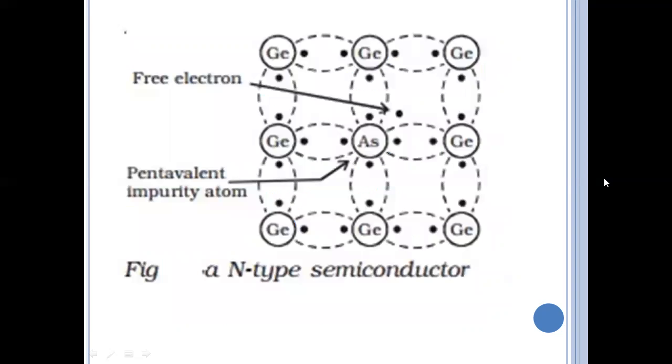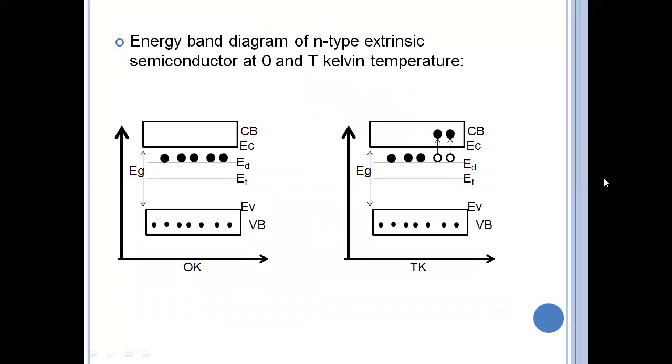From the figure on the screen, you can see a germanium semiconductor, which is doped with a pentavalent arsenic element. Arsenic has 5 valency electrons. Out of those 5 valency electrons, 4 will get bonded with germanium atoms and one is very loosely bound to the parent atom. Now on the screen, you can observe the energy level diagram for an N-type extrinsic semiconductor at 2 different temperatures. One is at 0 degree Kelvin, another one is at T degree Kelvin.